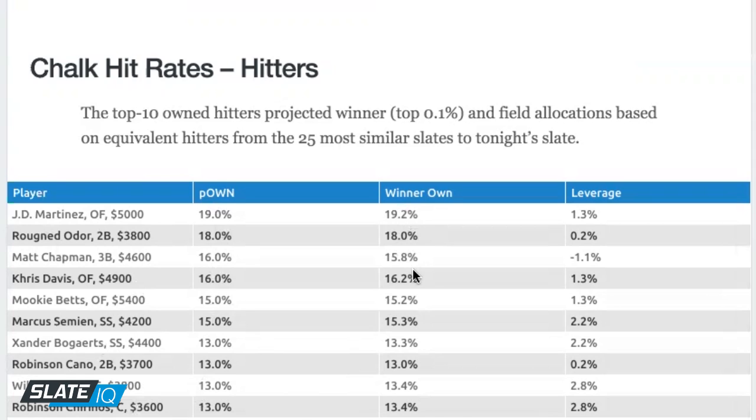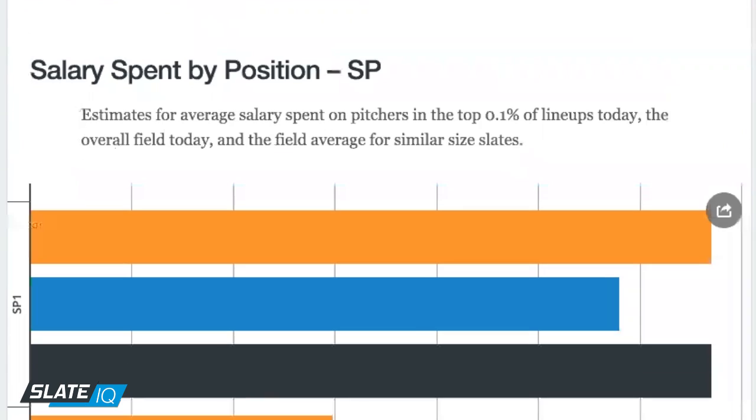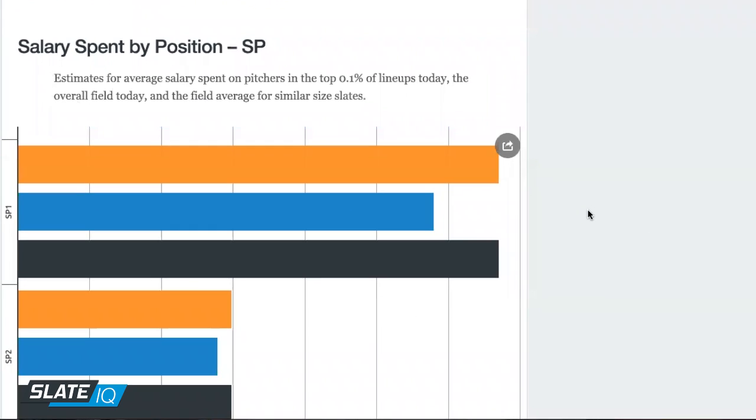We're figuring out, based upon the 25 most similar slates and the most similar players within those slates, how often we expect them to be in winning top 0.1% lineups, and then figuring out the leverage based upon what we're projecting for ownership. Further down here, we have some charts for your viewing pleasure, so you can kind of get an idea of looking at this from more of an optic standpoint than the numbers in the tables.